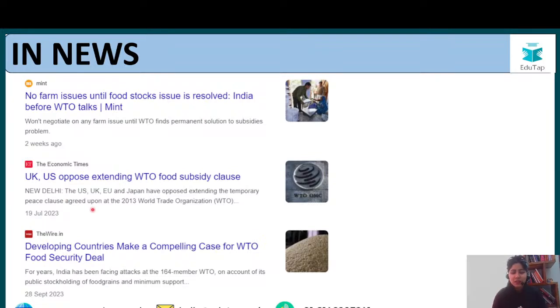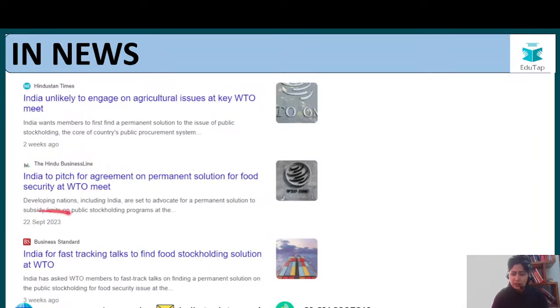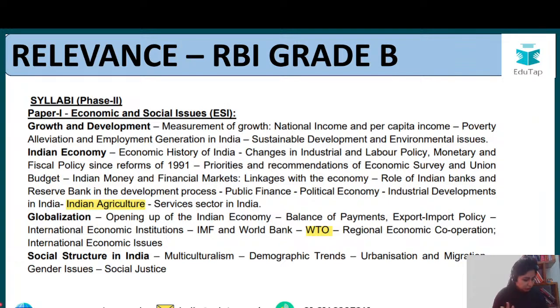That means you can be very much sure that this issue is rising from time to time. This is from September, the other one, and then 2 weeks ago again from September, and 3 weeks ago. So public stockholding, MSP, food subsidies, fertilizer subsidies, peace clause, Nairobi package, everything will be discussed in today's lecture. So just grab your seats.